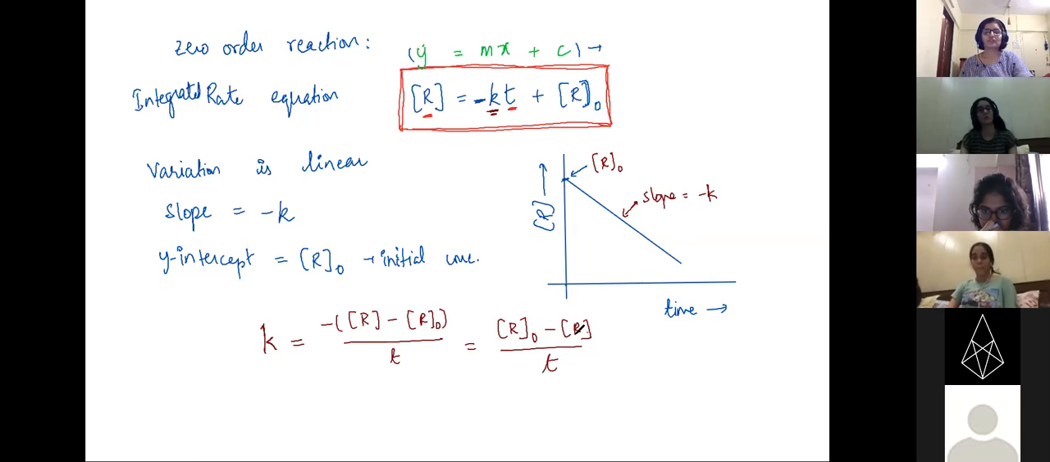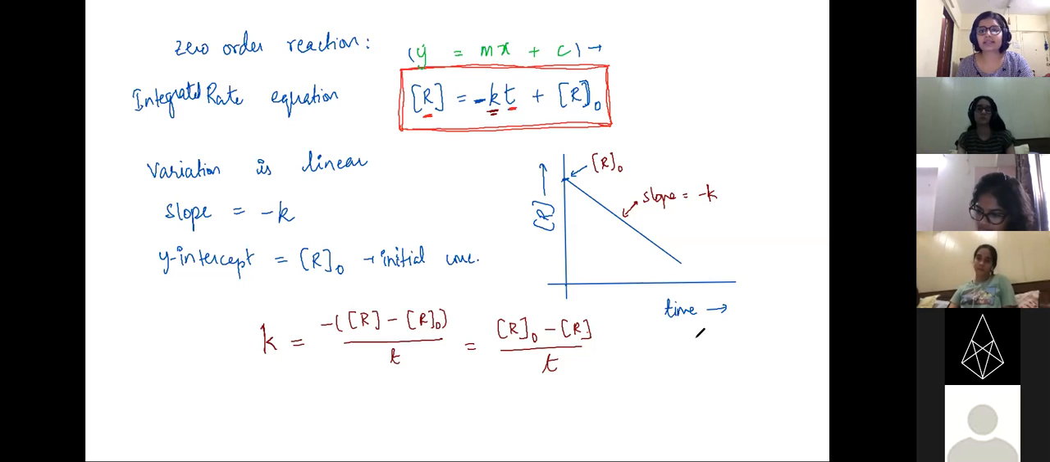All right. So we'll do some example problems for zero order reaction before moving on to first order reaction. Before we do some practice problems, can you imagine what type of reactions could be zero order? So in zero order reactions, the rate of reaction is independent of the concentration of the reactants. So in which cases can this happen? Where would you usually find zero order reactions?